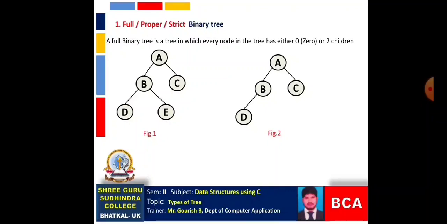What about figure 2? Is it a full binary tree? No, it is not. Why? See here, if you consider A, B and C, two children, fine. What about B? B is having only one child. This is not acceptable, right? So figure 2 is not a full binary tree.